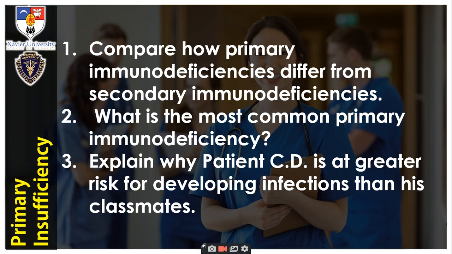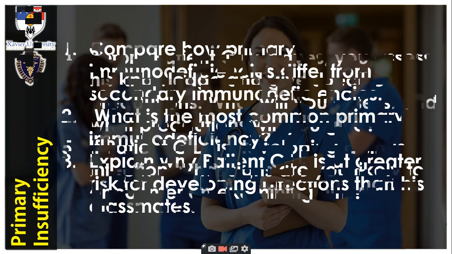Let's now have your high 5 critical thinking questions. Number 1. Compare how primary immunodeficiencies differ from secondary immunodeficiencies. Number 2. What is the most common primary immunodeficiency? Number 3. Explain why patient CD is at greater risk for developing infections than his classmates.